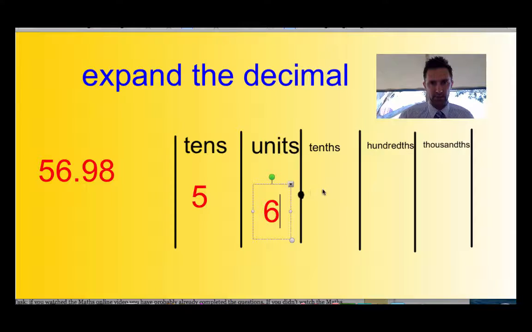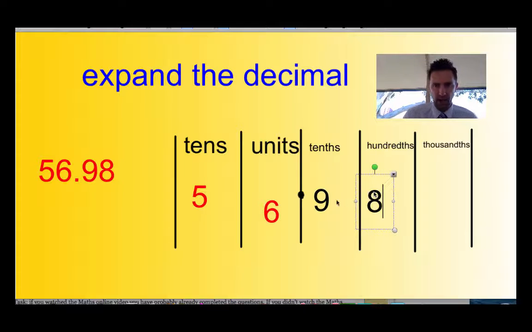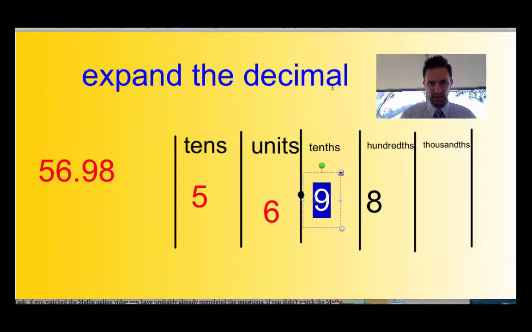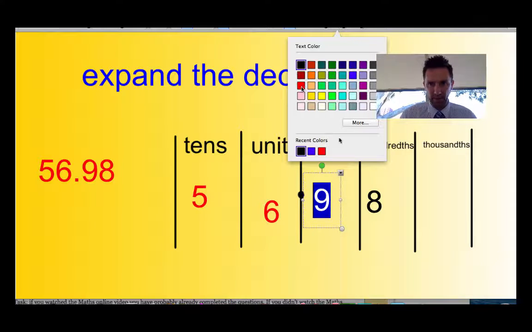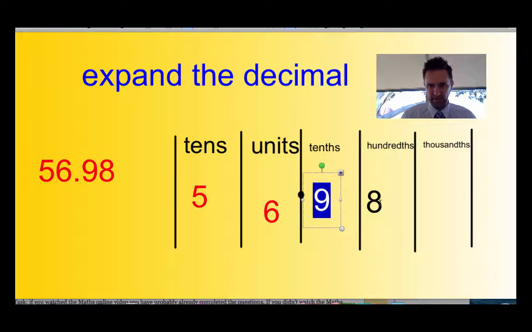What about tenths? How many tenths are there? Have a look over here, right? So this is tens, units, decimal point, tenths. How many tenths are there? 9. So put the 9 in the tenths column. And how many hundredths are there? Right, what's that number there? 8. So the 8 should go in the hundredths column.